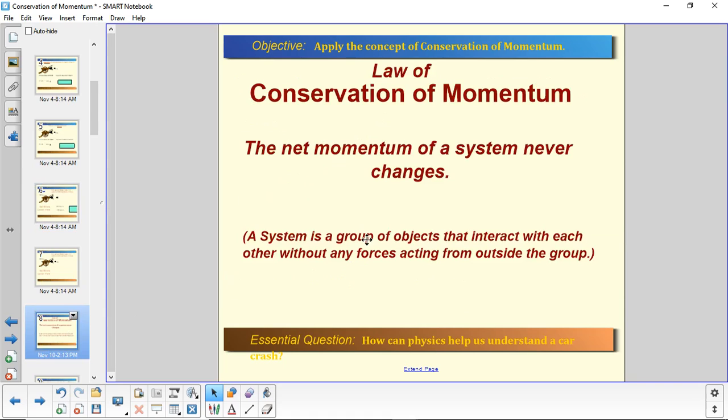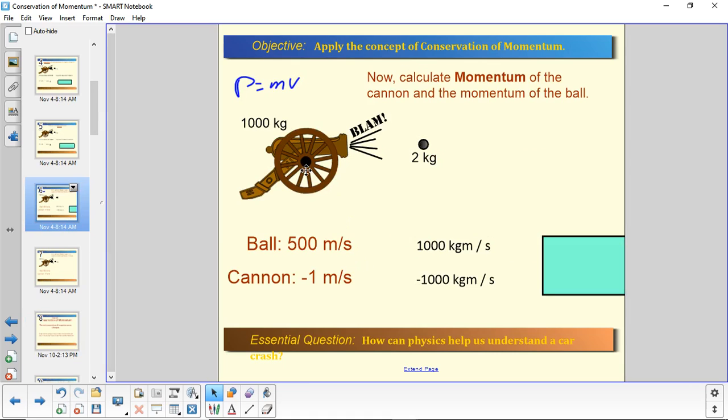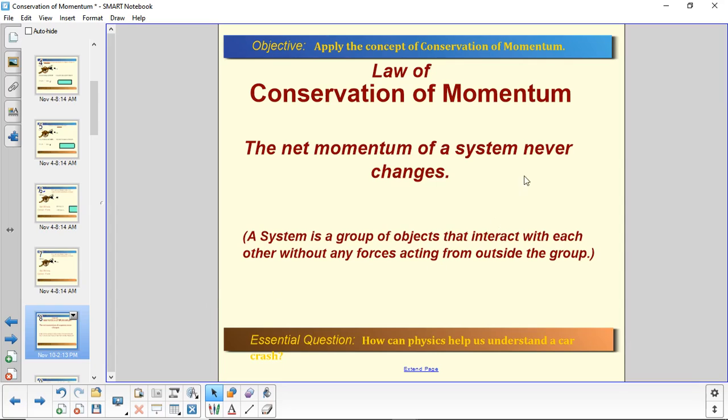It never changed. So a system is a group of objects that interact with each other in some way without any forces acting from outside the group. That applies to this case. There's nothing pushing on the cannon. There's nothing pushing on the ball during the collision. It's just the cannon and the ball interacting with each other with no external forces. Okay? This is a biggie. You need to know it. Law of conservation of momentum: the net momentum of a system never changes.